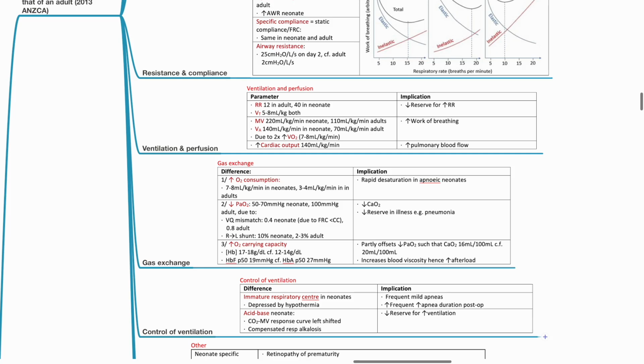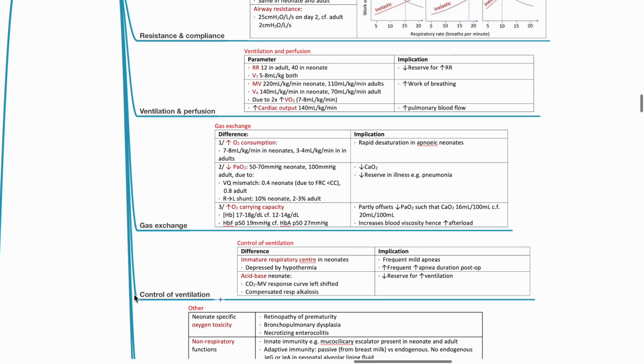Neonatal cardiac output is double that of adults at 140 ml per kg per minute. Implication, increased pulmonary blood flow. Regarding gas exchange, oxygen consumption is double in neonates compared to adults. Implication, rapid desaturation in apneic neonates.